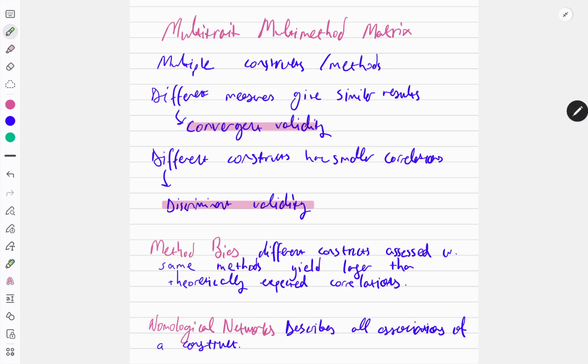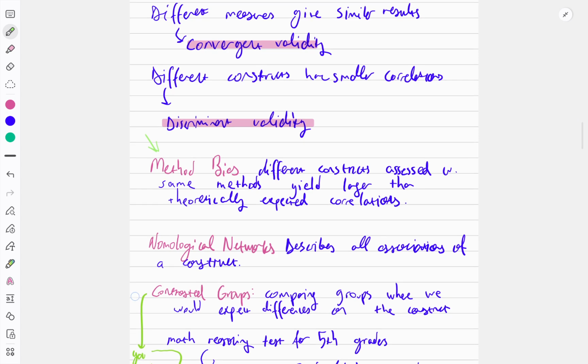And if we are finding different constructs yielding larger than theoretically expected correlations, for example, I gave the stupid example of me liking bananas and my extroversion levels. So if I find a correlation between them where I should not be finding any correlation, this gives me the idea that my study has a method bias.